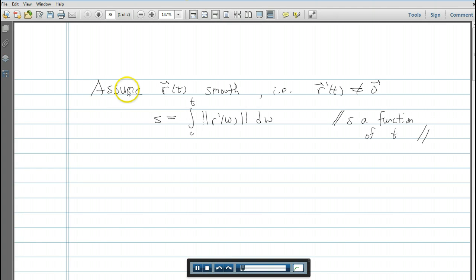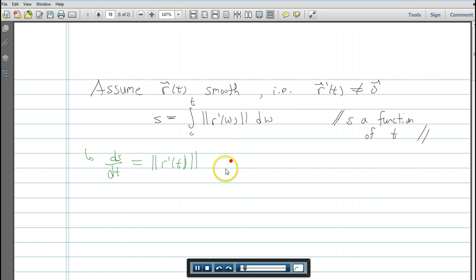So we're going to assume we've got a smooth curve. That means that the derivative vector is non-zero. And we know that we have our arc length formula, which gives us a relationship between our parameter s and t, integrating from some number up to t of the length of the first derivative. That shows that s is a function of t.